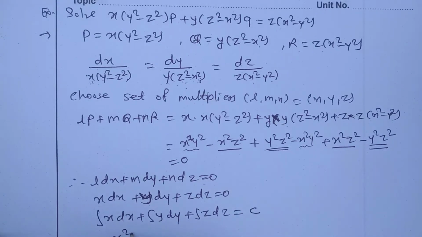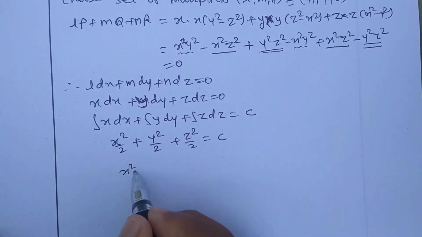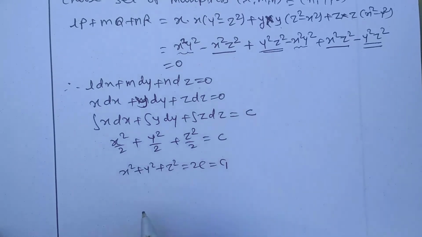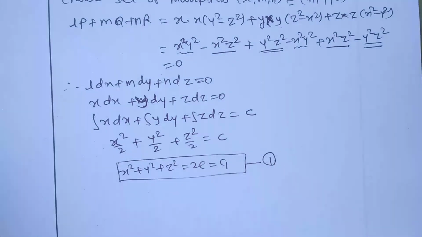So integration of x is x square by 2, integration of y is y square by 2, integration of z is z square by 2, equals to some c. Now it is x square plus y square plus z square is equals to 2c. We can say it is c1. So this is our first solution.